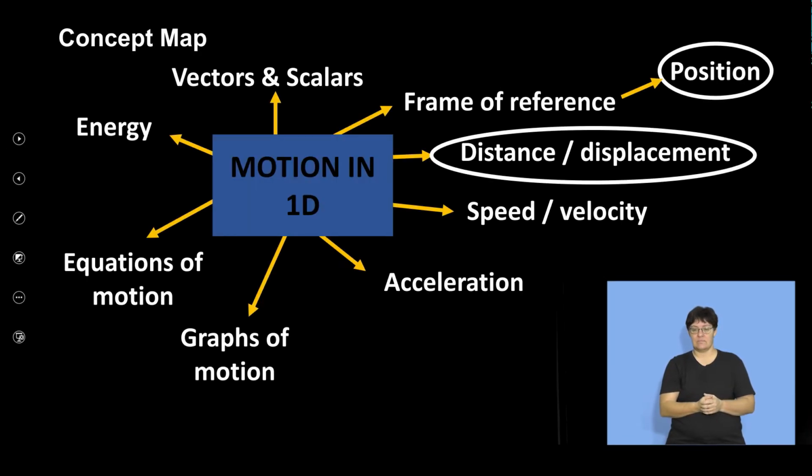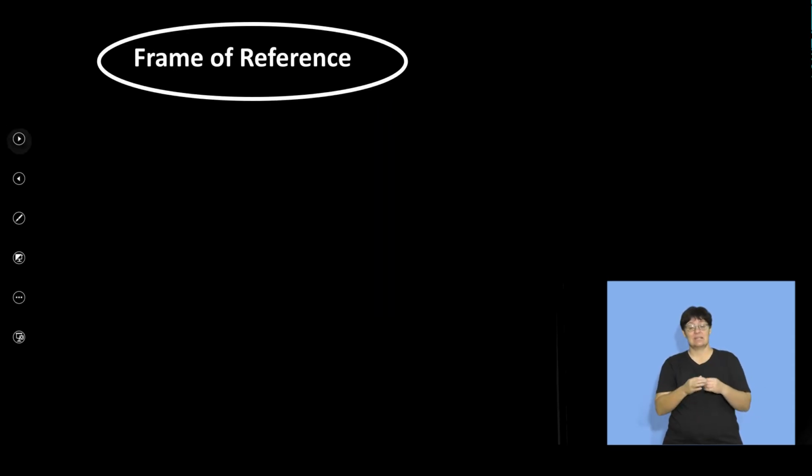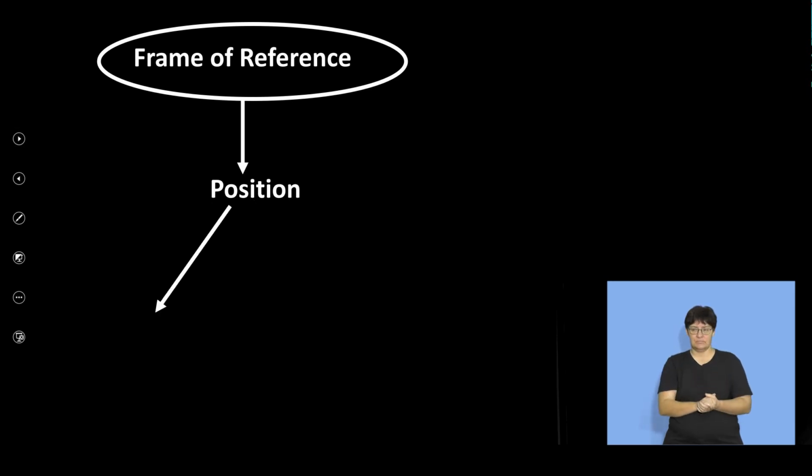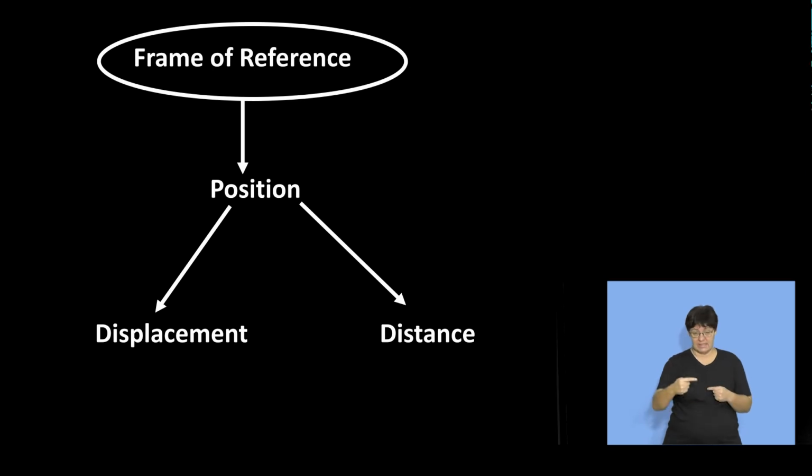Let's look at position, displacement, and distance, because they go together. Position can be described as a displacement or a distance. Displacement is a vector. So when I look at displacement, it's actually how my position has changed compared to the starting point. So have I gone 20 meters to the right of where I started? Have I gone 30 kilometers north from where I started? So displacement is how the position changes.